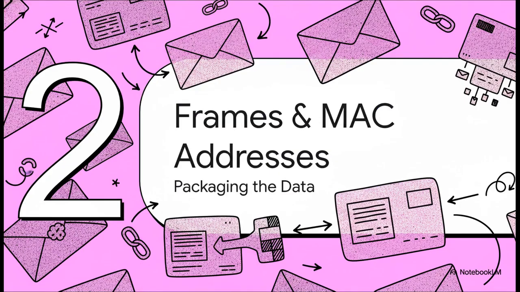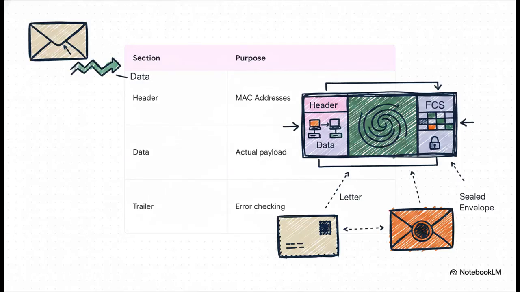Moving right along to Section 2, frames and MAC addresses. Data doesn't just flow out into the ether randomly. It gets neatly packaged into what we call a frame. Think of framing literally like putting a letter inside a sealed envelope. Under the hood, this frame has three main parts. You've got the header, which contains the source and destination addresses. Then you have the data, which is the actual payload, the letter inside the envelope.